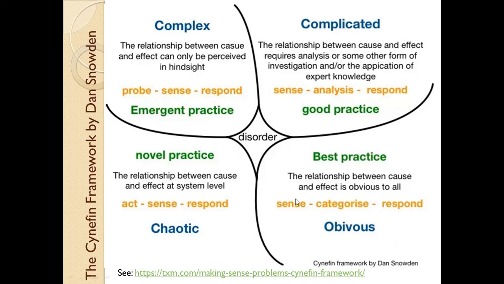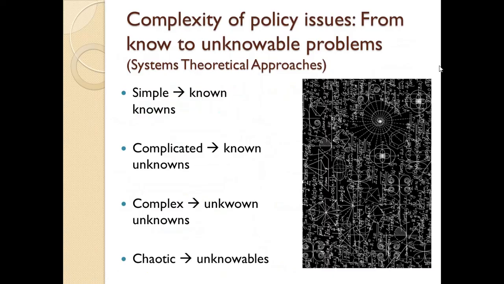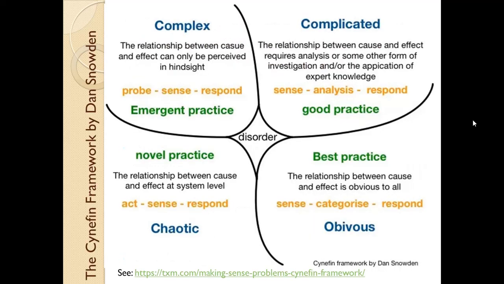So in that case, you sense a problem, categorize it, and respond to it. But then there is complicated, which is the second level, where the relationship between cause and effect requires analysis and some other form of investigation, so that you have more knowledge about it. That is why here we say you have some known unknowns, which you need to get to know more about through research and investigation. In that case, you can sense, analyze, and then respond to the problem.